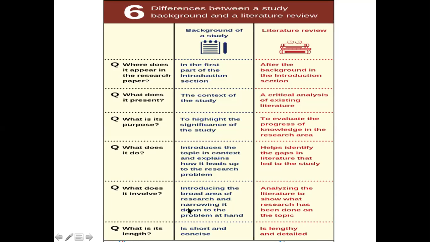What does it involve? Background and literature review. In the background, while we are introducing the topic in the broad sense, it also narrows down the topic so that we can finally show the problem, and finally we put forward the questions that we are going to answer in our study. So starting from a broad problem, you narrow down the issue into a more specific problem, and based on this, you can formulate the research questions.